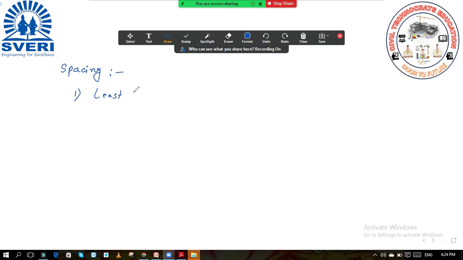Least lateral dimension of column. So least lateral dimension is 500 mm. Both are 500. In this case both the dimensions are 500 by 500. If it is 200 by 500, then you should take 200 as the least. So this is first.